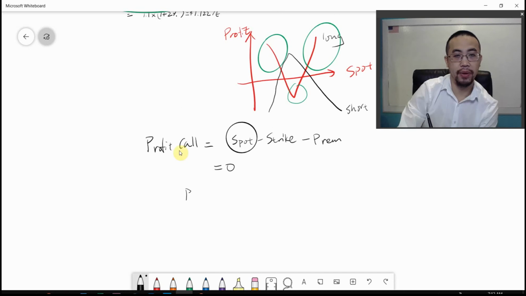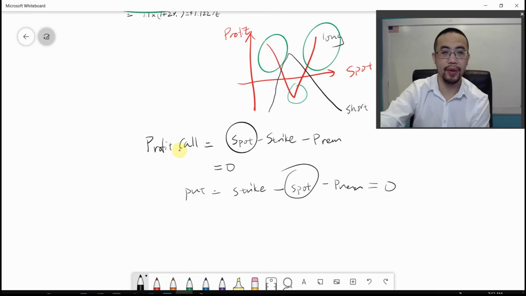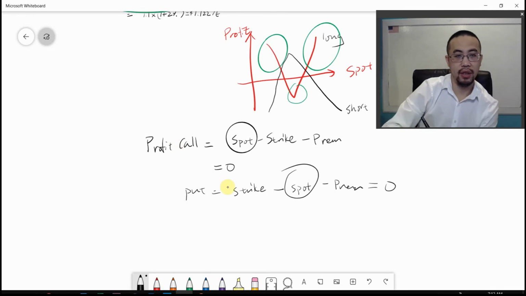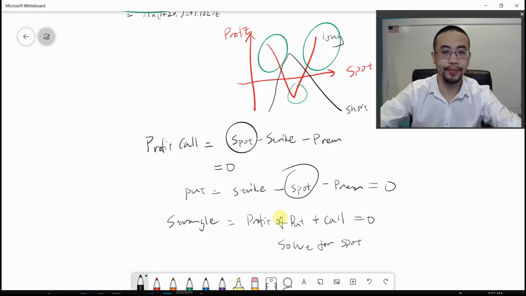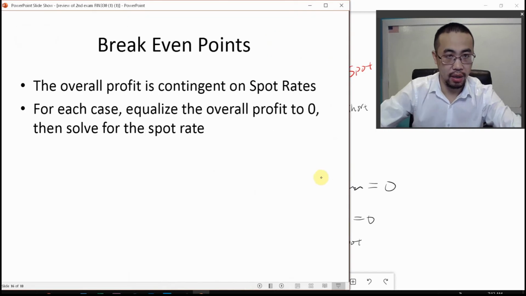And for the put option, it is the strike. You sell at strike with the put option minus the spot. You take the opposite to clear your position, then minus the put premium. You set it equal to 0, and then you solve for the spot. Okay, and if you have the strangle or straddle, then you basically just take the profit of a put and the profit of a call, all right, set equal to 0. You solve for the spot. Okay, so that's the break-even point.